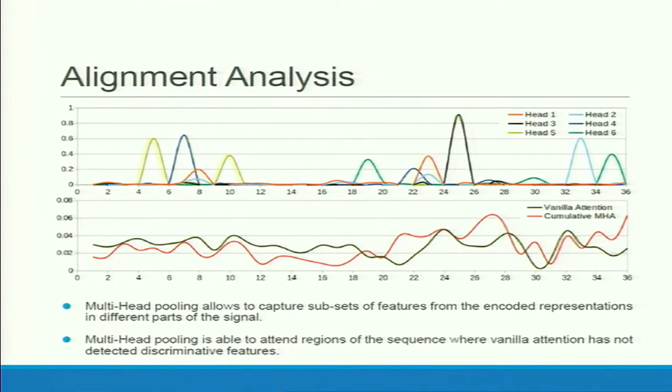of the CNN. And multi-head pooling is at the same time able to attend regions of the sequence where vanilla attention is not able to detect discriminative features. For example, if you see in the bottom image, there are some points where the red line has a peak, and the vanilla attention is not pointing.